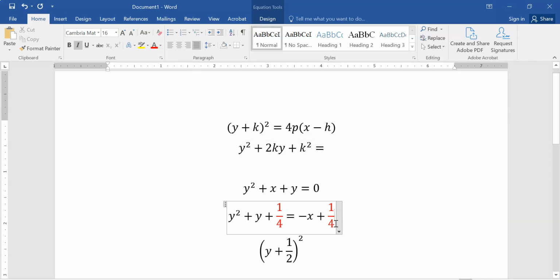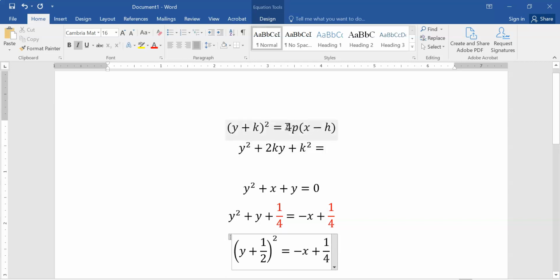Hopefully that makes sense. If you don't know how to complete the square, obviously there are videos that you can look up that show you how to do that. So this perfect square on the left becomes equal to negative x plus 1/4. So now I have the left-hand side of the equation exactly how I want it.